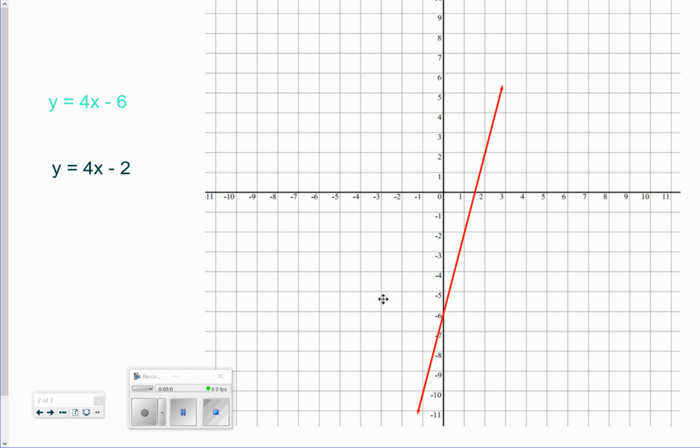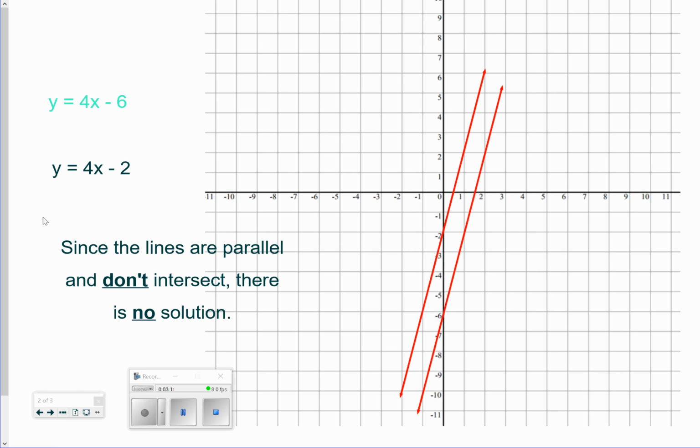Okay, there's y equals 4x minus 6, and there is y equals 4x minus 2. How many solutions do you think there are to this system? Good. If you said none, that's right. Because where are these lines crossing? They're not crossing. They're parallel because they have the same slope. So since the slope is the same and they don't cross, they're parallel, there's no solution to this system.